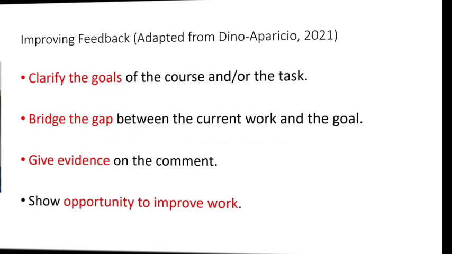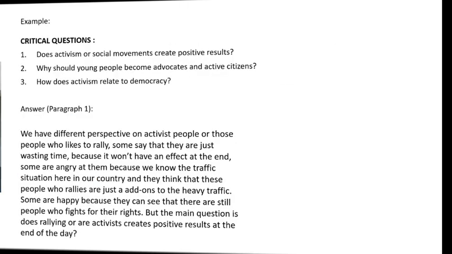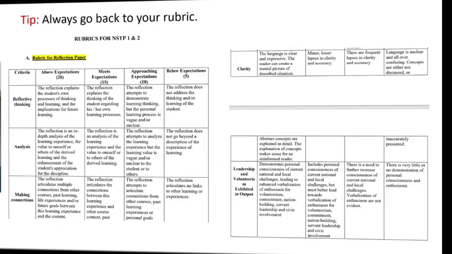So, improving feedback, we need to clarify the goal. We need to bridge the gap. We need to give evidences on our comment. We need to point out what makes this work good and what could be done for this output to become better. And it shows opportunity to improve work. For example, this is one paragraph from an essay of a student. In terms of giving feedback, we should first have a reference point in terms of the criteria for grading.